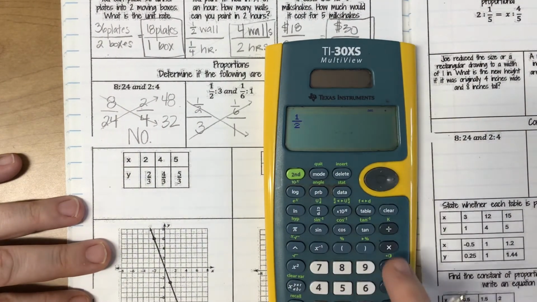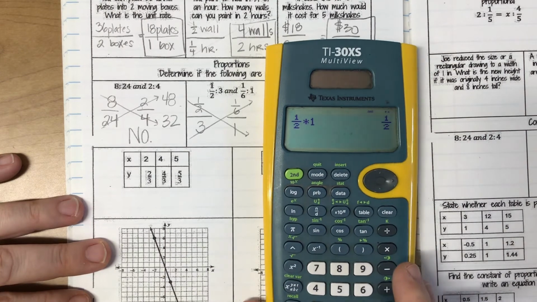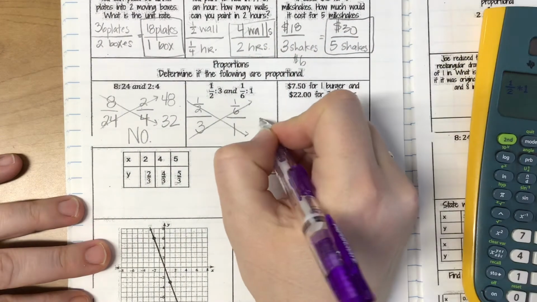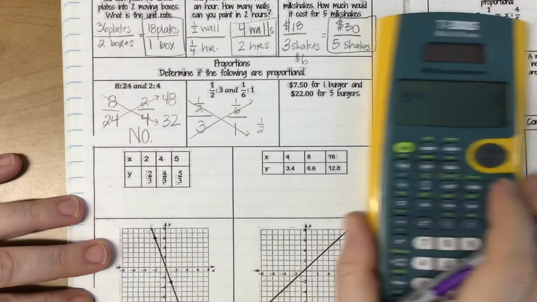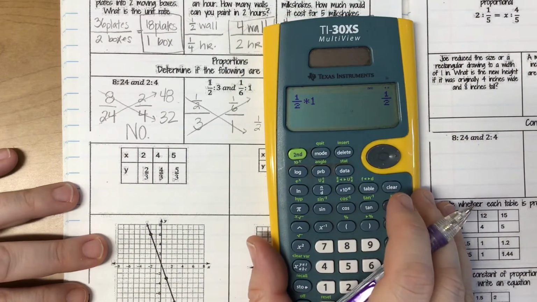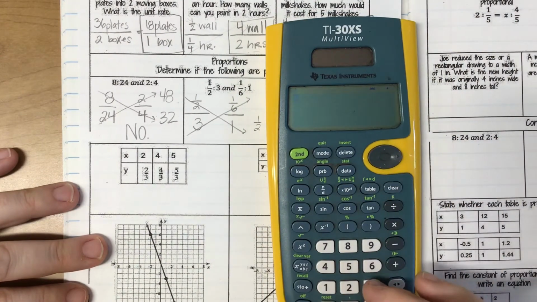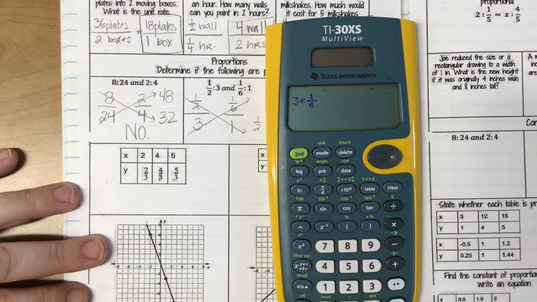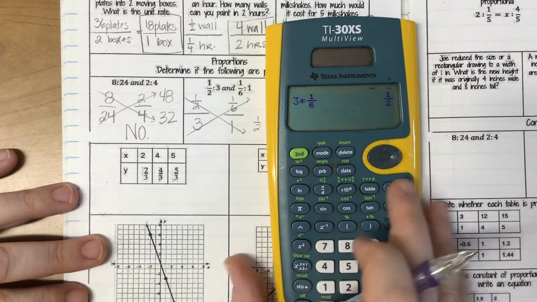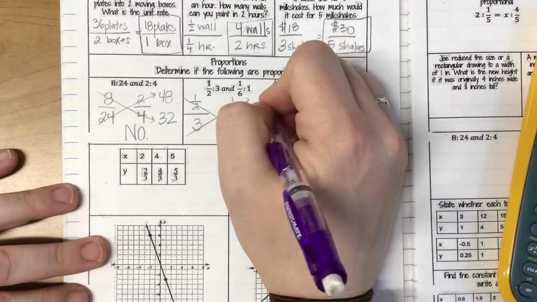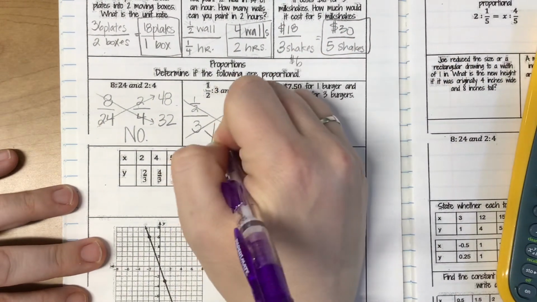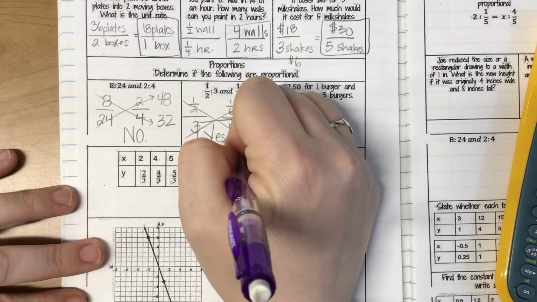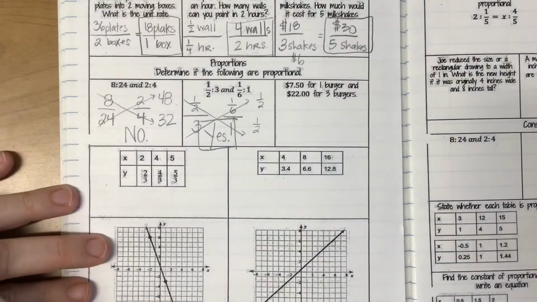1/2 times 1 is 1/2. I didn't need a calculator. When you multiply by 1, does anything happen? No. And then 3 times 1/6. What'd you get? I got 1/2. So did I. Are they equivalent? Yes. Fantastic.